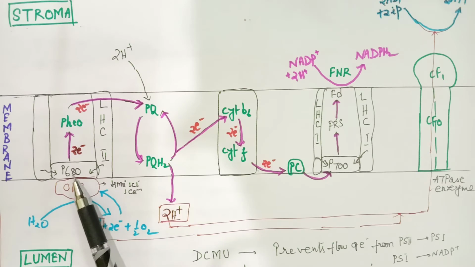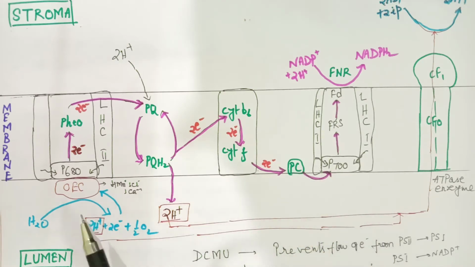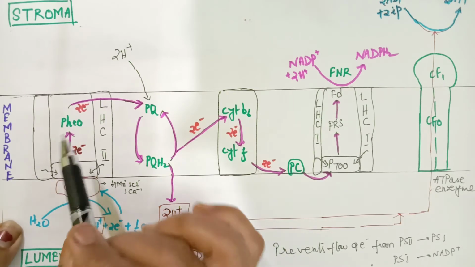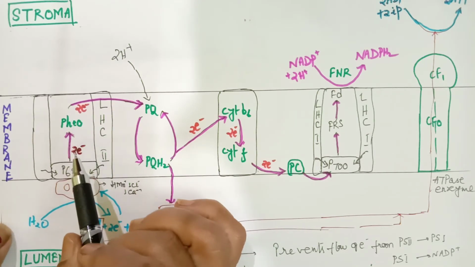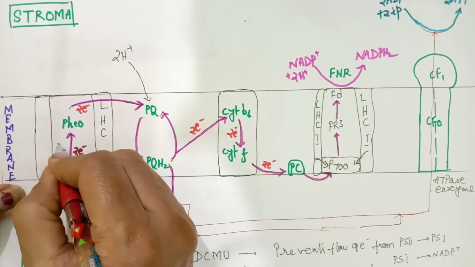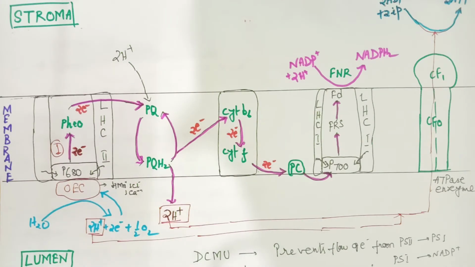So now let us see. This is photosystem 2. First photosystem 2 will get excited, followed by photosystem 1. Photosystem 2, where the reaction center is P680, first gets excited by absorbing light, photons, and then it releases 2 electrons accepted by pheophytin. We can give this as the first reaction, excitation followed by transfer of electrons to pheophytin. This is the first step.